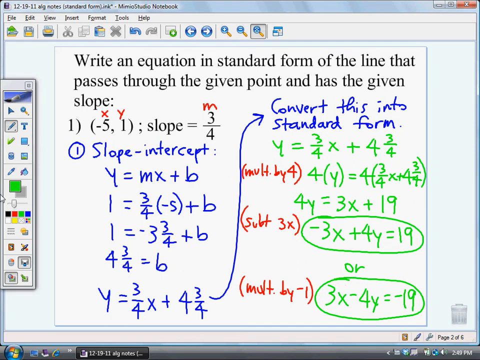The slope, remember, is the opposite of a over b. So I have a and b, one's positive, one's negative, so a over b is negative 3/4. The opposite of that is positive 3/4. That's what it told us the slope was. I can plug in these points right here and make sure that they work. Now they should work in either one. So that's doing slope-intercept form.